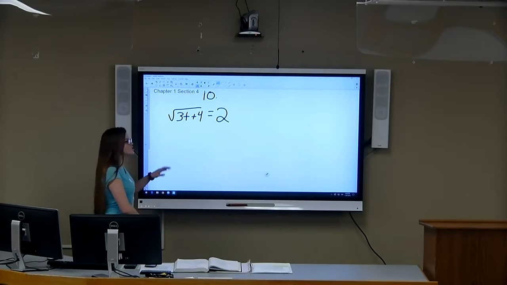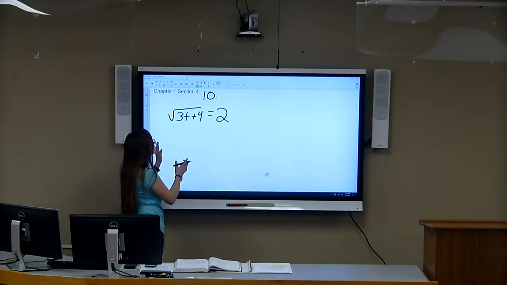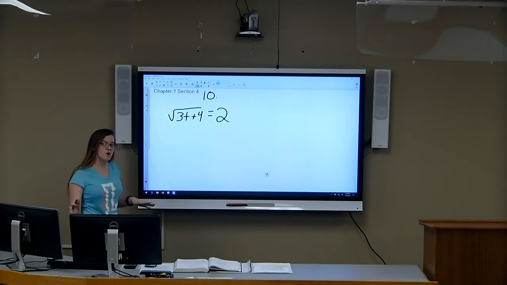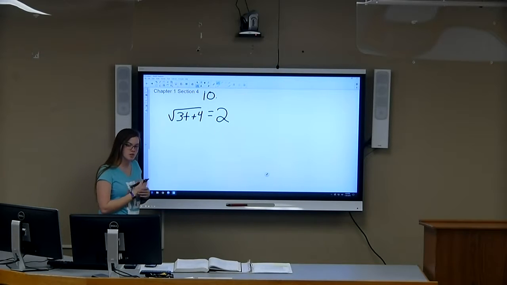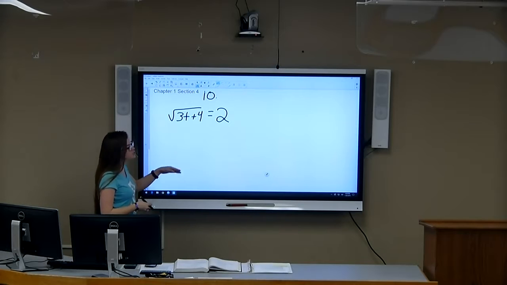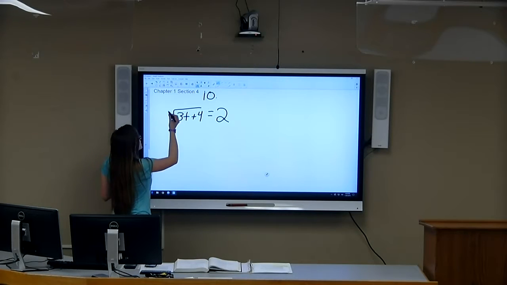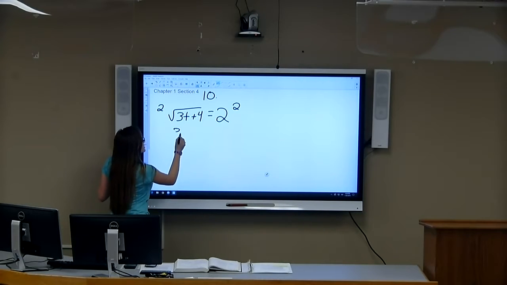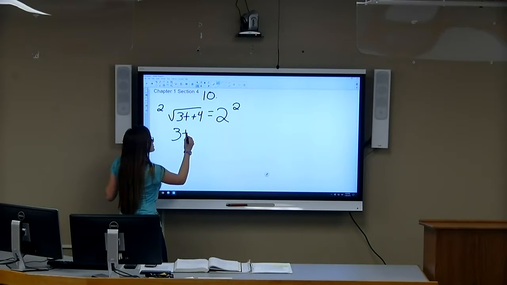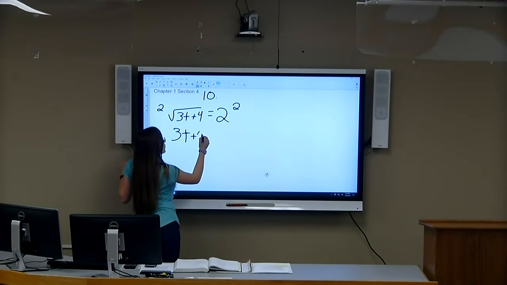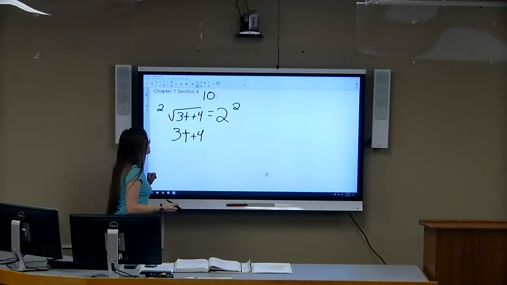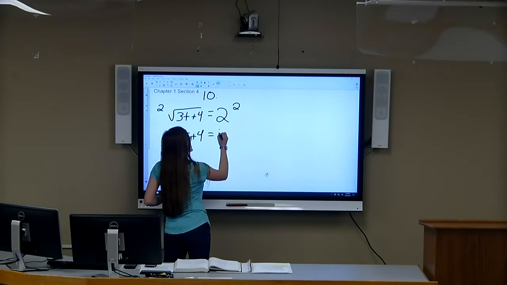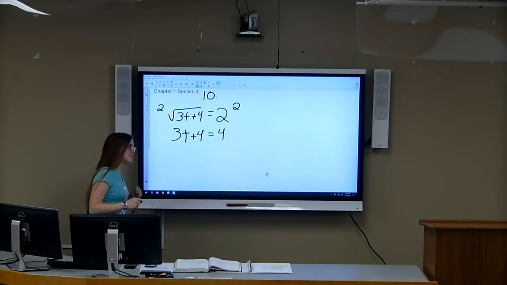Okay, so what you're gonna do in this situation is you wanna get rid of the square root first. So you're gonna do that by squaring both sides. When you square a square root, you just get the numbers on the inside of it. So I'm gonna square this side, and I'm gonna square this side. This side's gonna give me 3t plus 4. That's all that happens when you square a square root. 2 times 2 is gonna give you 4. And now you just solve it like a basic equation.